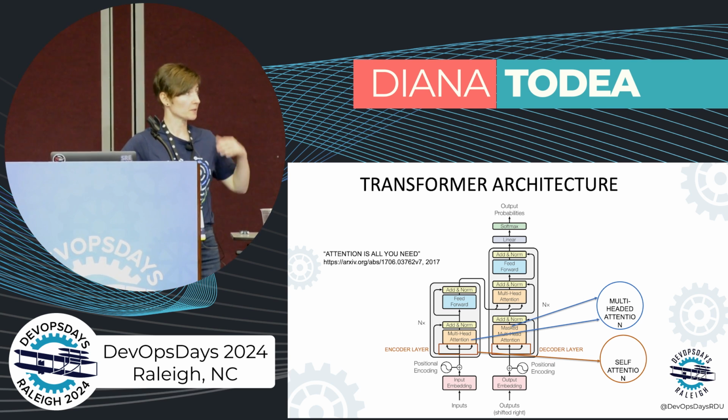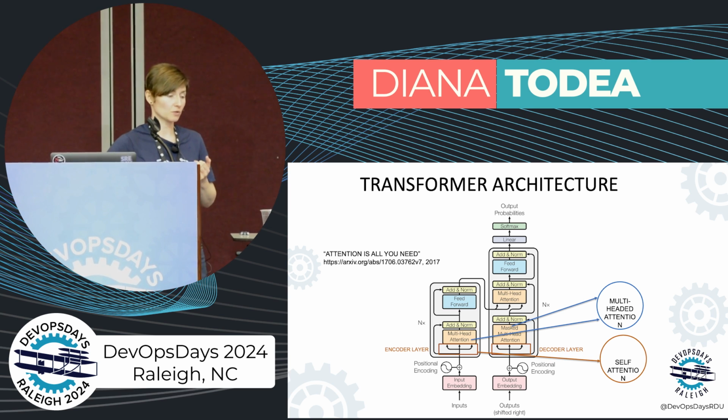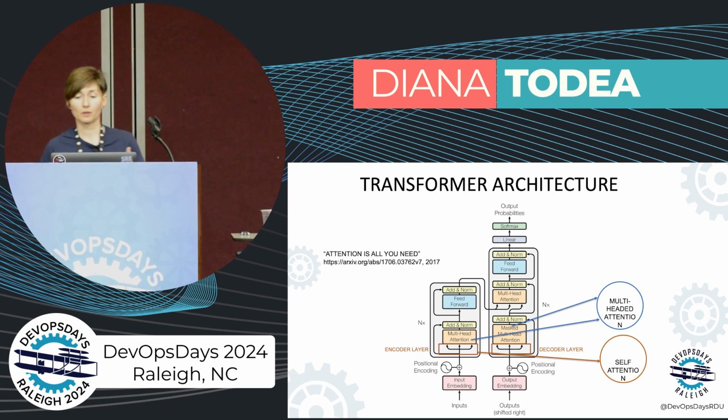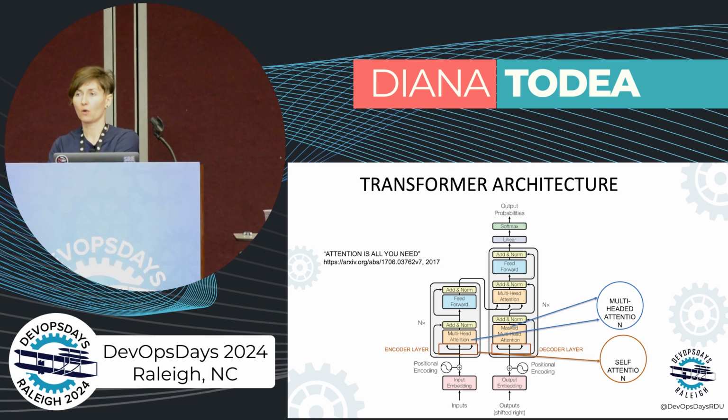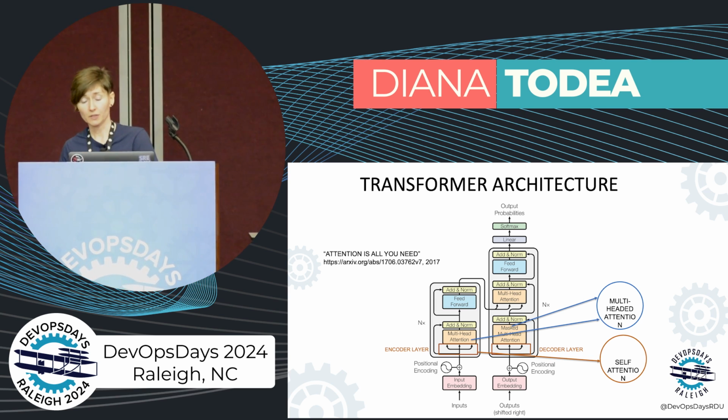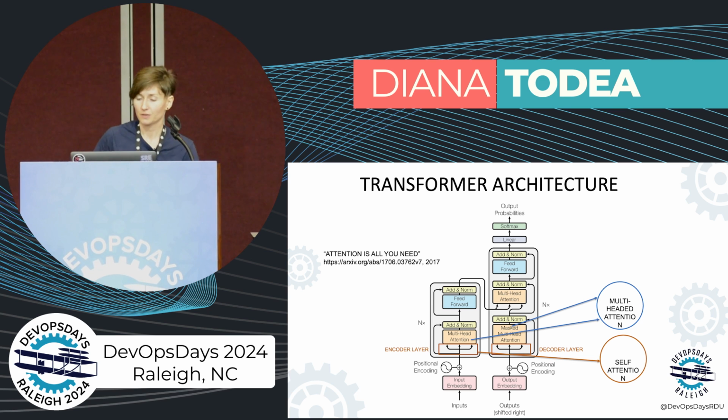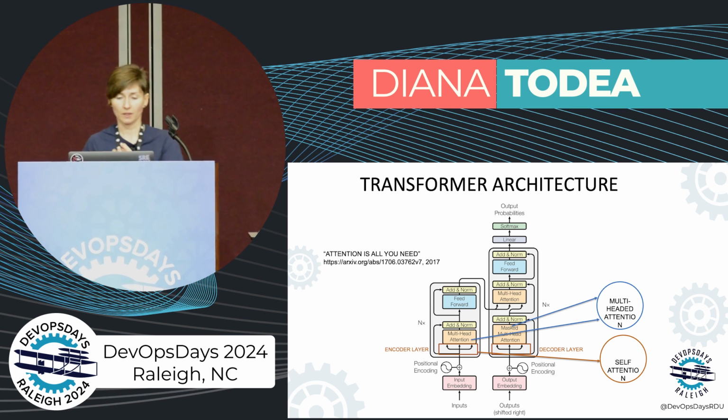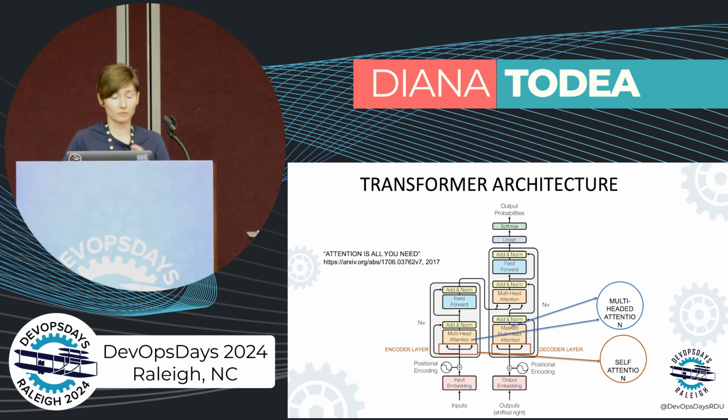So the first mechanism is the self-attention, and the second one is called multi-headed attention. What happens behind the scenes is that the transformer architecture is focused basically on text, on translation, and it's going to be given an input and create an output based on the task at hand.